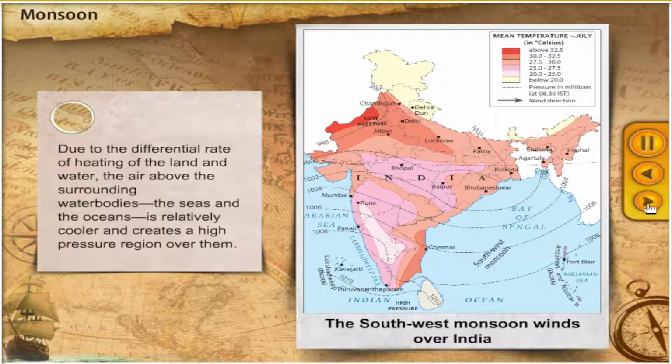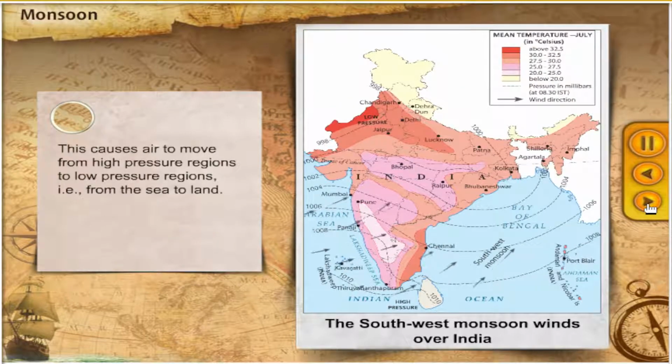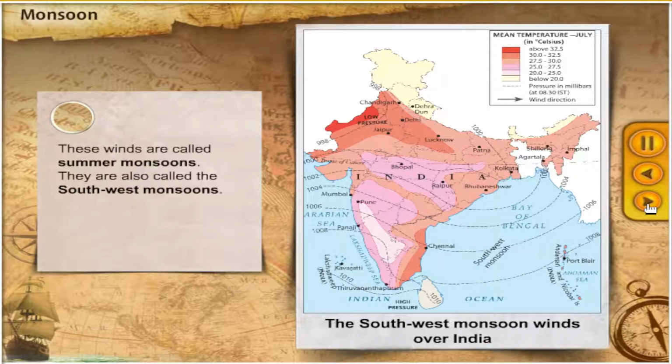Due to the differential rate of heating of the land and water, the air above the surrounding water bodies, the seas and the oceans, is relatively cooler and creates a high-pressure region over them. This causes air to move from high-pressure regions to low-pressure regions, that is, from the sea to land. The winds blowing over the sea towards land absorb moisture from the water bodies and bring rainfall to the land. These winds are called summer monsoons.